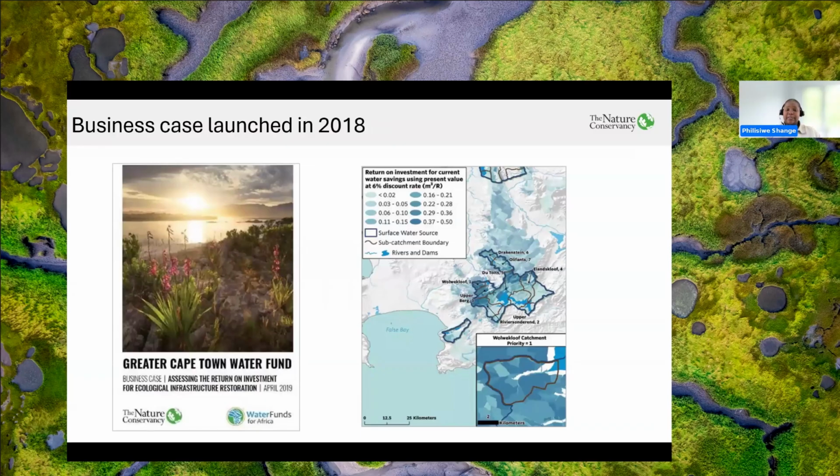return on investment. So for the Greater Cape Town Water Fund business case, which was launched in 2018, there were priority catchments that were identified where there was going to be the highest return on investment by clearing invasives. So this is one of the strategies for the Greater Cape Town Water Fund, to ensure that these catchments are cleared.